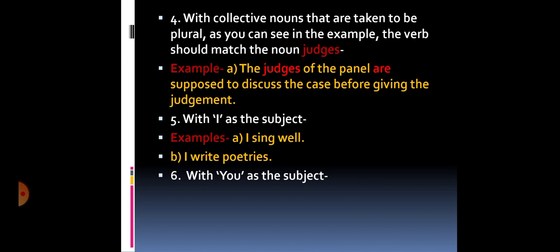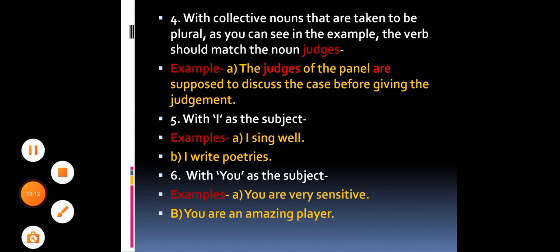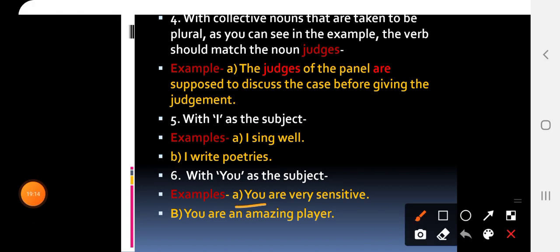Next, if the subject is you, then also we take plural verbs with that. For example, you are very sensitive. You are an amazing player. In both the sentences, you has been used as the subject. That is why in both the sentences, are has been used or taken as the plural verb.